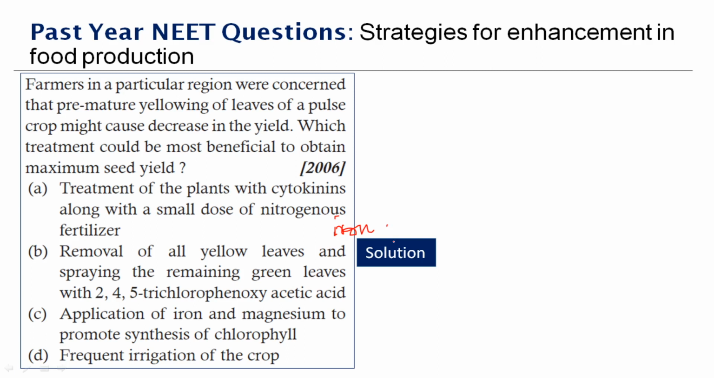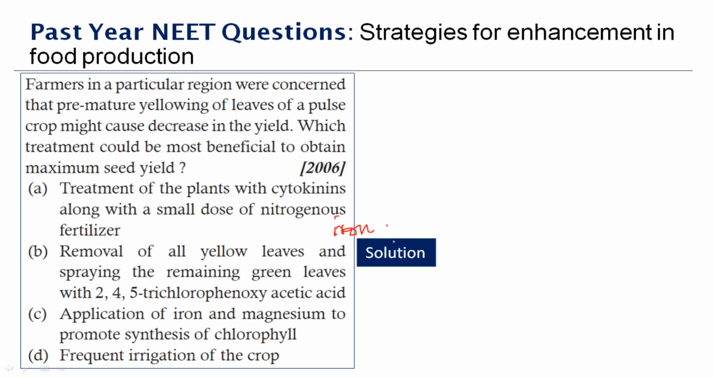So iron is the main ingredient that is required for chlorophyll, because they have clearly mentioned yellowing of the leaves. The yellowing of leaves means the chlorophyll content is not present there. There's no proper photosynthesis taking place. So what you can do, you can apply iron. That is, removal of yellow leaves and spraying the remaining green leaves with 2,4,5 trichlorophenoxyacetic acid. You think will be the answer here?